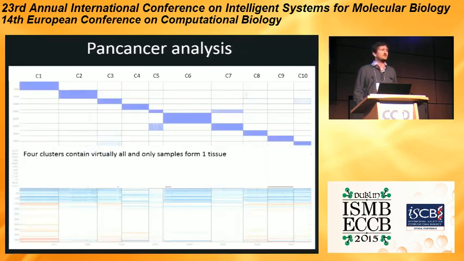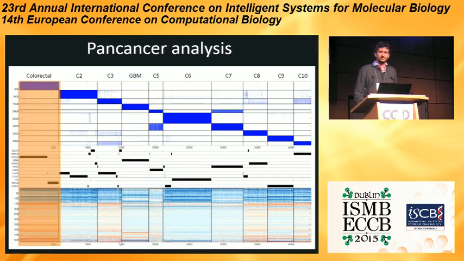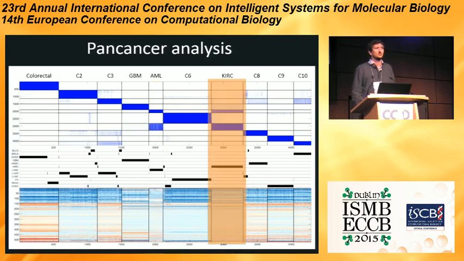4 of these clusters virtually contain all and only samples from one tissue. These are the glioblastoma subtype, which is very well known to be a very different tissue, the colorectal subtype, the leukemia subtype, and also the renal cell carcinoma. So all these 4 clusters were very tissue specific.